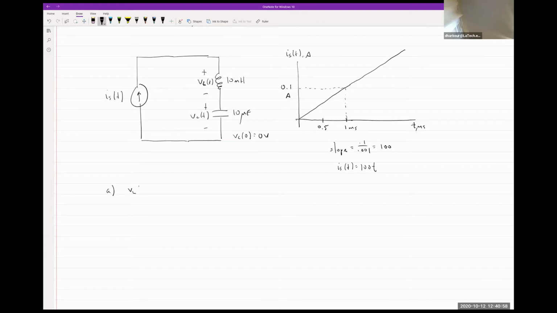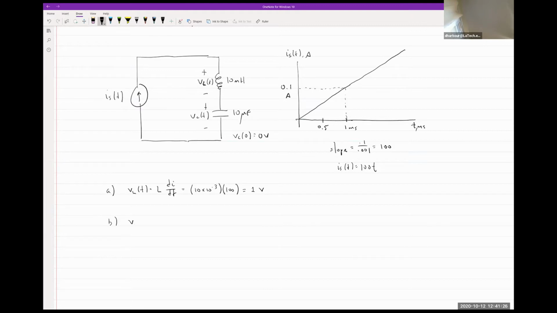The voltage across the inductor, V_L of t, of course, is L di/dt. That was our equation from Friday. And so we put in our value of inductor, which is 10 times 10 to the minus third, L, and then multiply it times di/dt, which is the slope, which we already looked at was 100. So we just multiply those two together, and that comes out to be a constant of 1 volt.